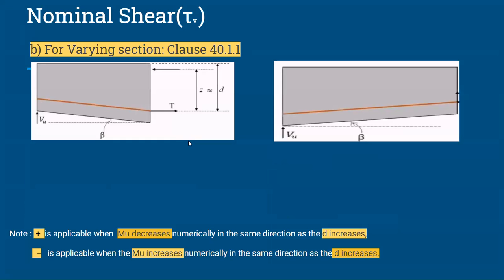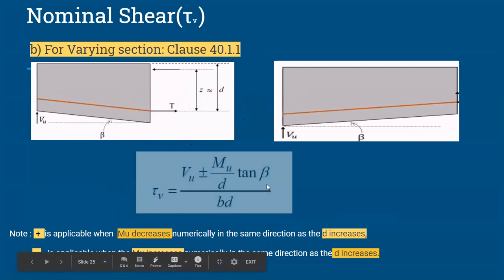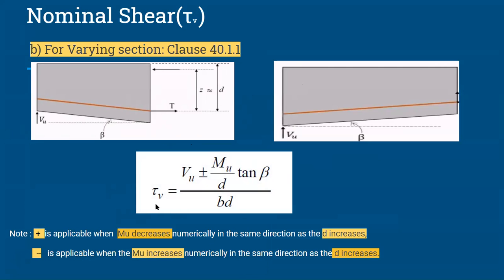Now, if it is a varying section, clause number 40.1.1, I think so page number 73 में दिया गया है. You can check it. A varying section मतलब something of this kind, जहां स्लोप का एंगल दिया जाएगा. शेयर फोर्स आपको पता होगा. लीवर आर्म ये है, बट लीवर आर्म और डेप्थ ऑलमोस्ट यू कैन कंसिडर द सेम, ठीक है। नाउ अगर ऐसा सिचुएशन हुआ, तो योर फॉर्मूला इज गिवन बाय Vu ± Mu/d tan β, divided by bd.